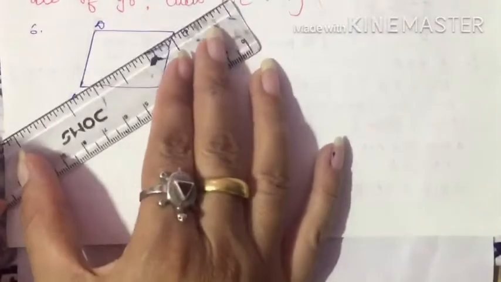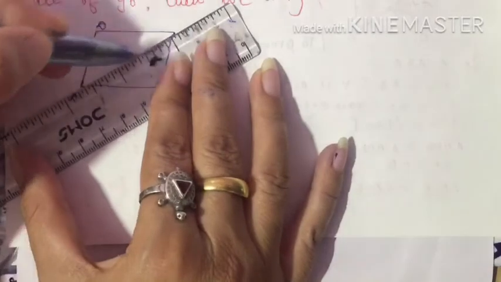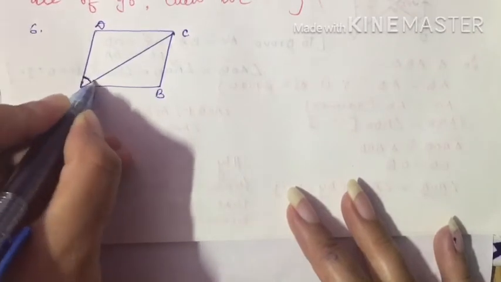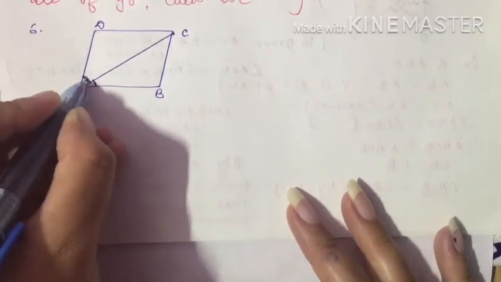This is A, B, C and D. This is the diagonal AC. AC is given. They said that this diagonal AC is dividing this angle into two equal parts. That means these two angles are equal. This angle and this angle are equal. This is given in the figure. What we have to prove?